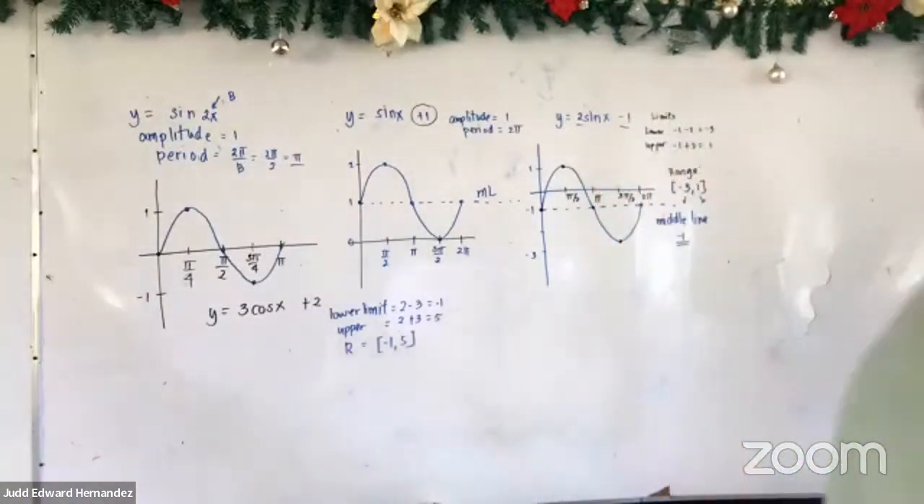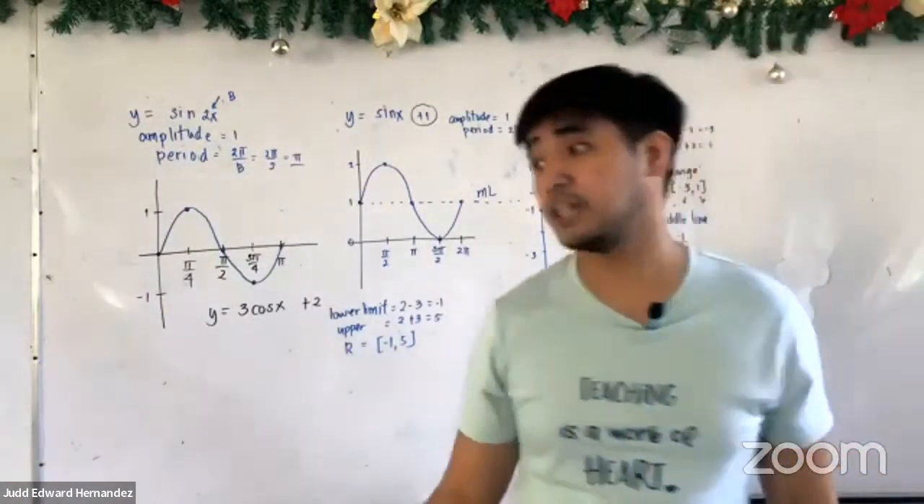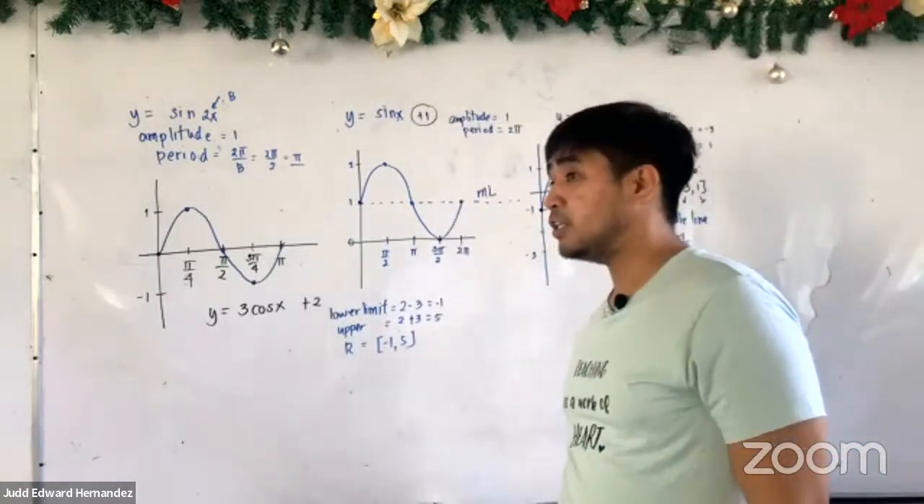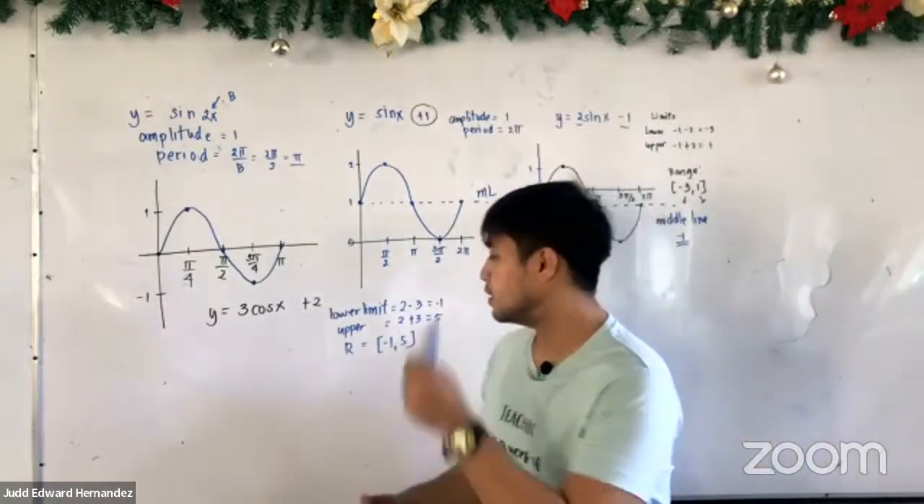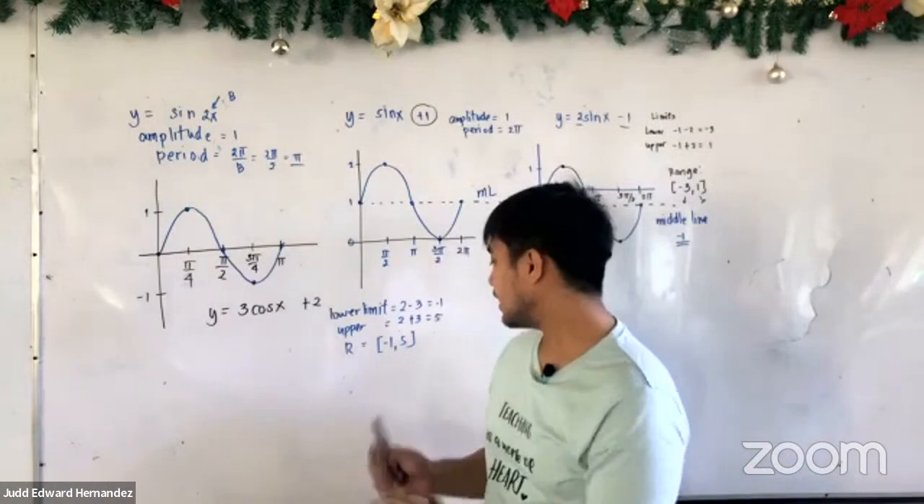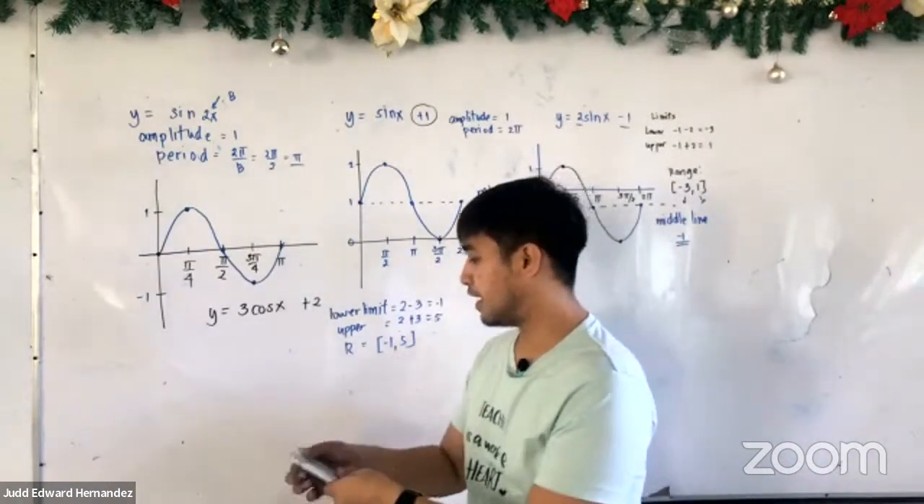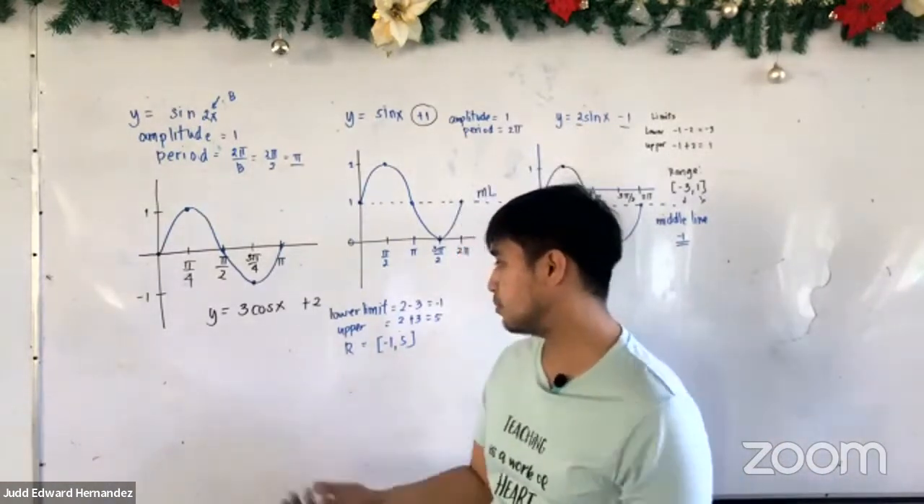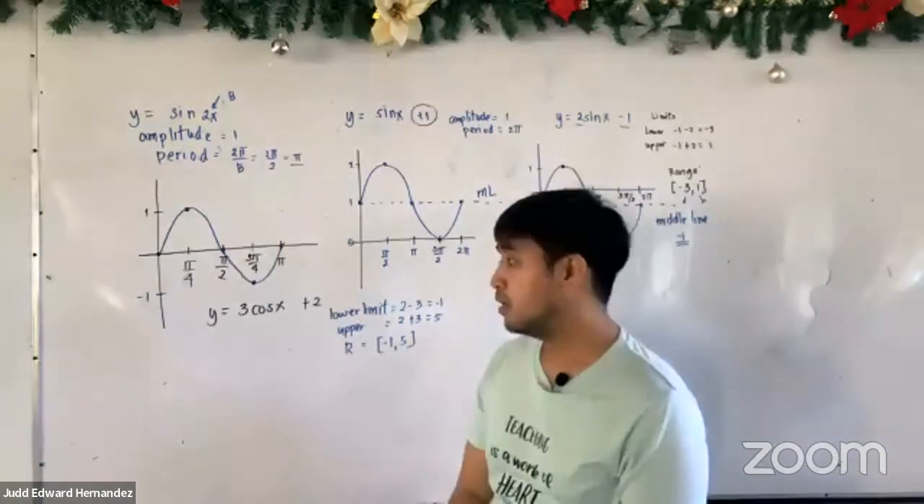Kasi sa exam nyo, may mga tatanungin syempre ako na domain and range. Kaya tinuturo ko sa inyo. Yung magkuha ko lang ng domain sa range. Okay, so that is negative 1 to 5. So what do we do next?